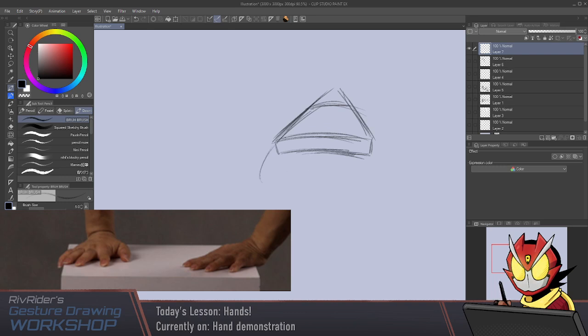And what we can do here, we can use the mitten method of just clumping together a few fingers and then separating out one of them. And this is slightly tough because it's in perspective. It's in extreme perspective even. Everything is foreshortening in on itself.